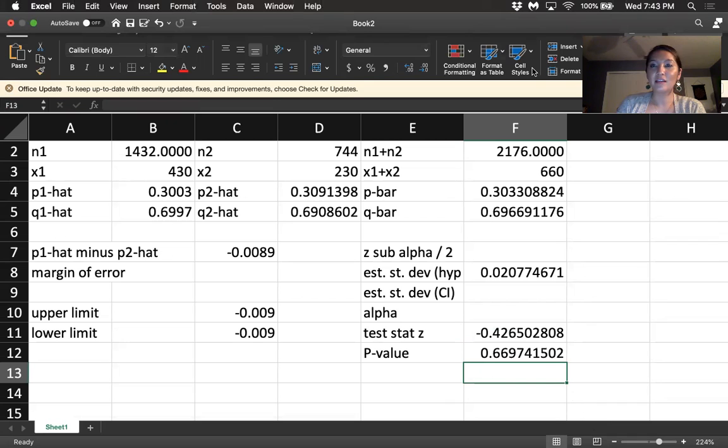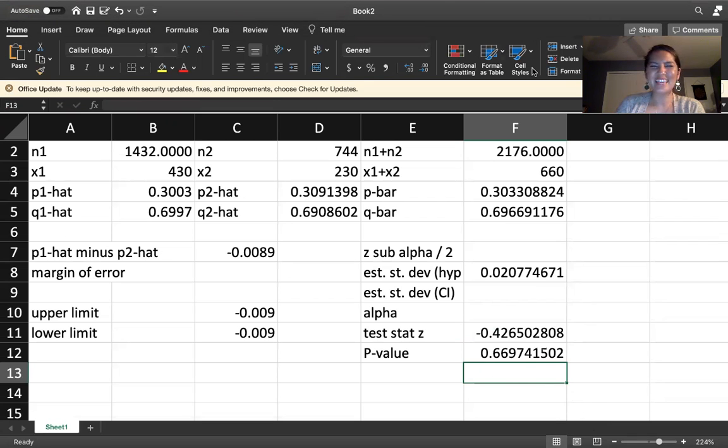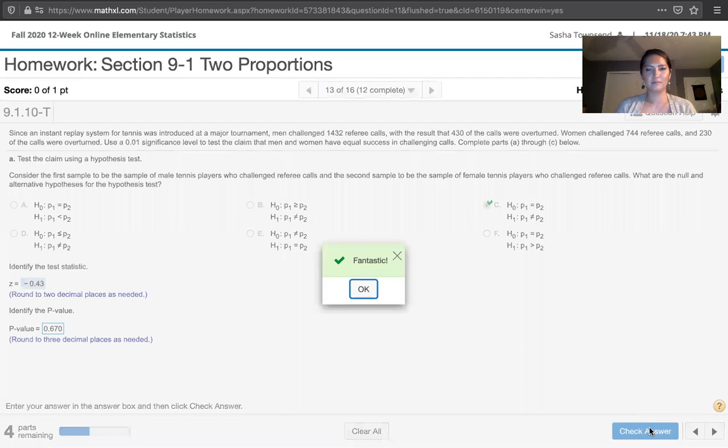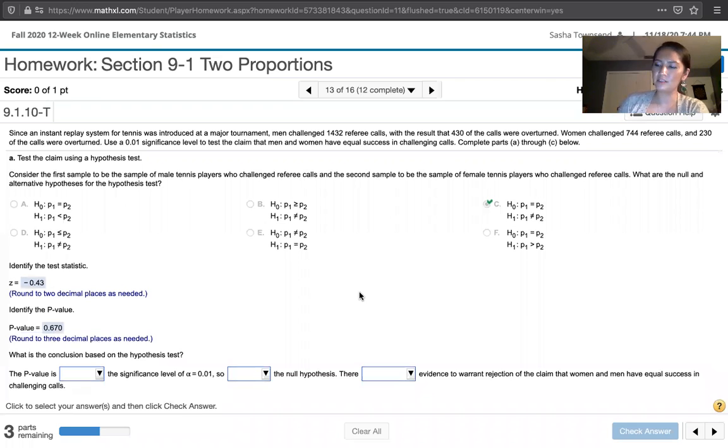So now let's enter our answer in MyLab Statistics. We're asked to round to 3 decimal places. So that's 0.6697. So I would round to 0.670. Okay, it likes that. Very good. All right, and then it says, what is your conclusion based on the hypothesis test?